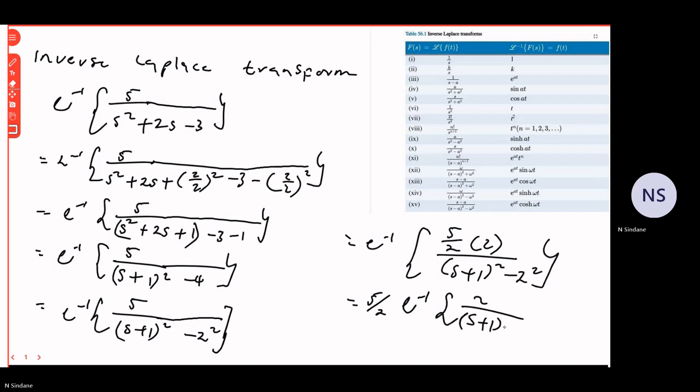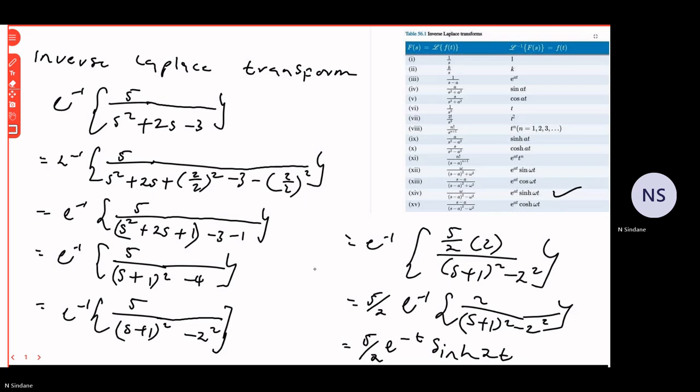Now when I look at this, it's similar to the standard form. So this will be 5 over 2 e to the power minus t hyperbolic sine of 2t. That is my solution. When I say the Laplace inverse of 5 over s squared plus 2s minus 3, my solution will be 5 over 2 e to the power negative t hyperbolic sine of 2t. Now let's go to the next question.